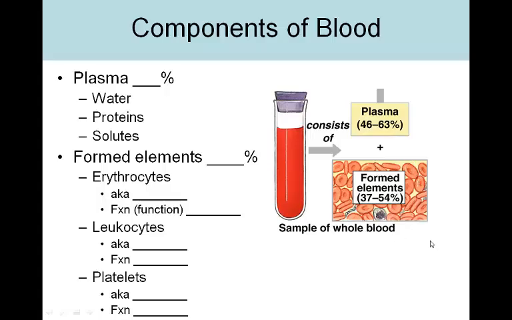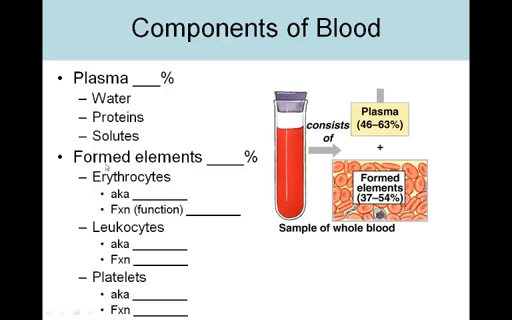Formed elements is just a fancy name for cells. They call the cells of blood formed elements. So in these blanks here, for plasma, I would put about 55% of your blood is plasma, and for formed elements, about 45% is formed elements. So plasma is mostly made of water, but it also contains proteins and other solutes that we'll talk about shortly.